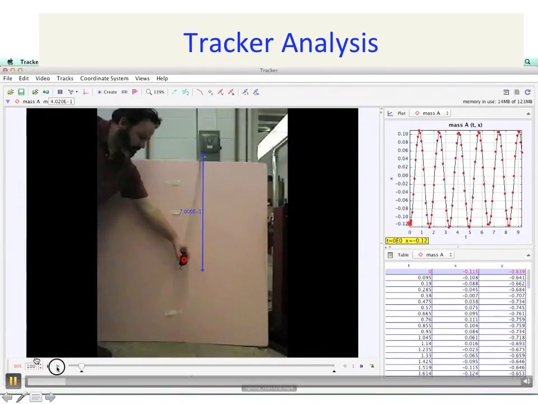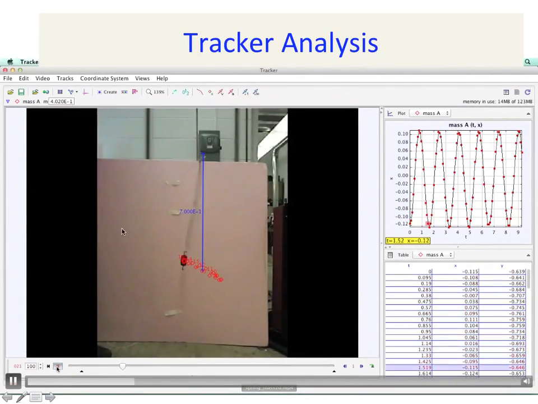So this is the tracker analysis. We accumulated the data, we plotted both the X and the Y, and this is the data table, which was then exported out as a CSV file.